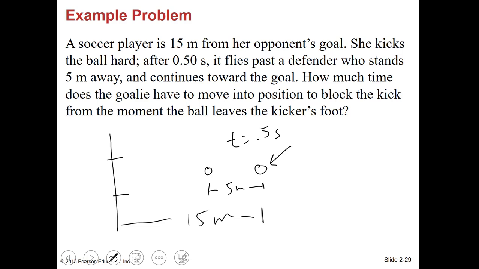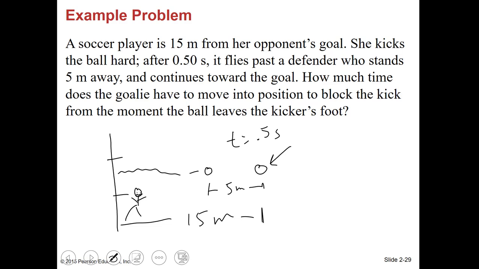How much time does the goalie have? So maybe the goalie is over here. So the ball is going to do this. The goalie is over here. Something like that. How much time does the goalie have to move into position? It's the same idea. If it took half a second to go 5 meters, how long is it going to take to go 15 meters?